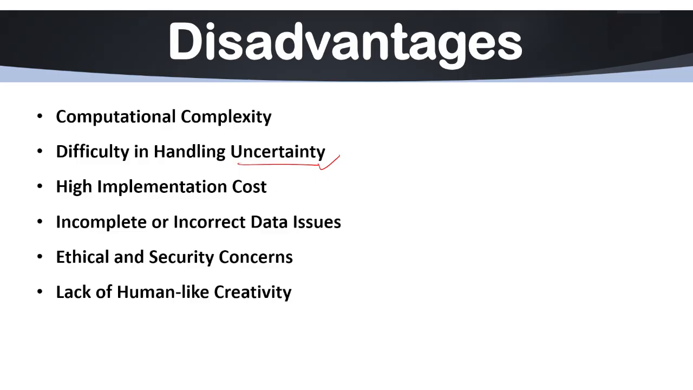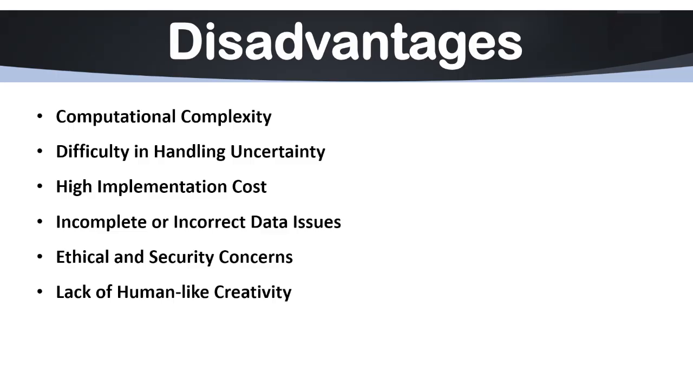The next disadvantage is high implementation cost. Obviously, whenever we talk about the disadvantages of any AI system, it always says high implementation cost is the major problem, right? So developing and maintaining AI planning systems can be expensive due to the need for advanced hardware and software. For example, autonomous robots, that means automatic working robots, with AI planning require costly sensors and computing power.